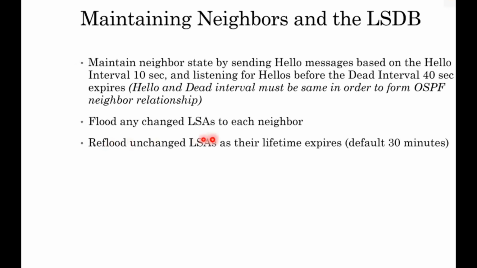Now flood any changed LSAs to each neighbor, and reflood unchanged LSAs as their lifetime expires. The default is 30 minutes. So they exchange the LSAs, and after that, if any change happens, the router floods that information to its neighbors. But if nothing happens, every 30 minutes it provides the information to other routers. Every 30 minutes, if nothing happens, they update this link state advertisement information.